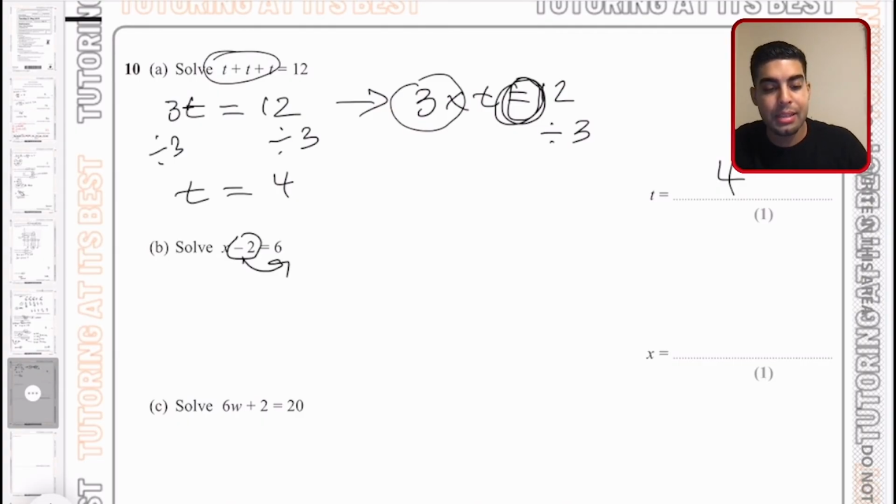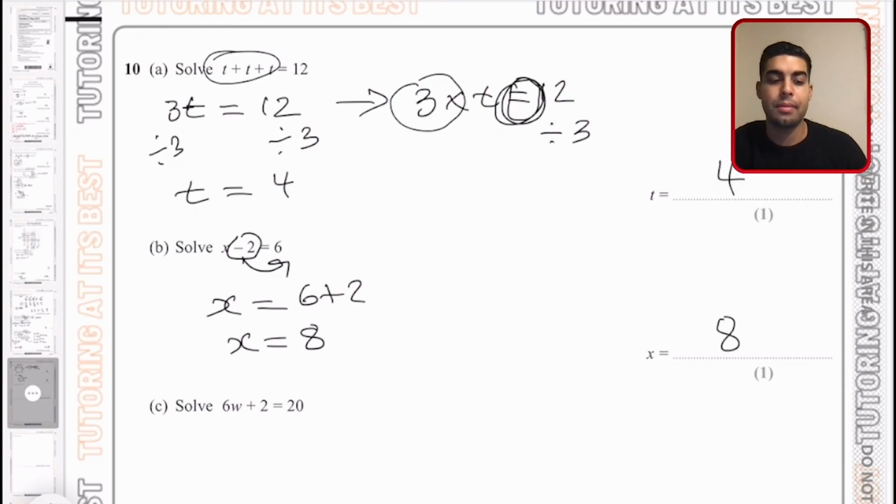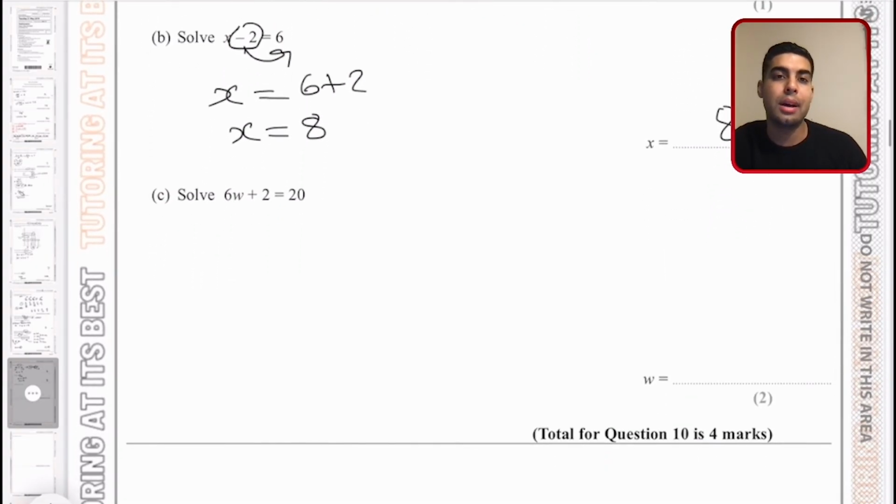But if we take that -2 to the other side, we now have a +2. So we now know that x would equal 8. So let's put that there before moving over to part C.